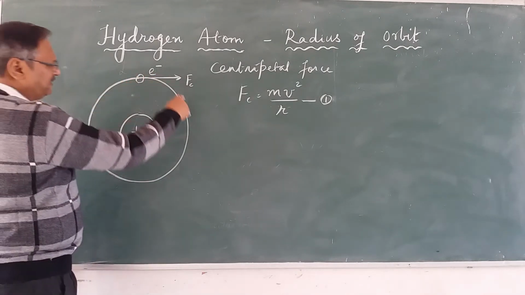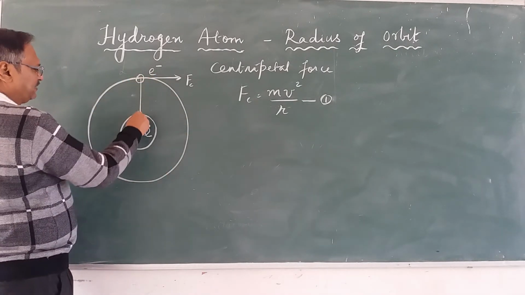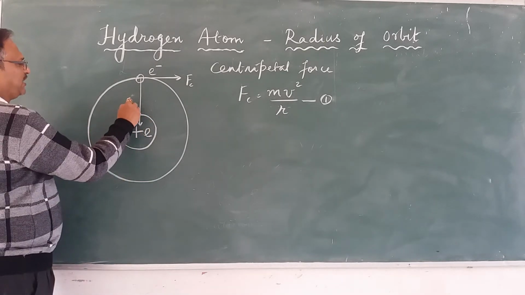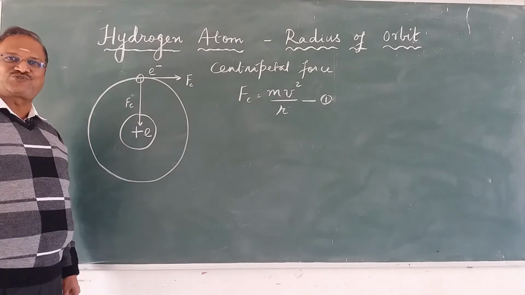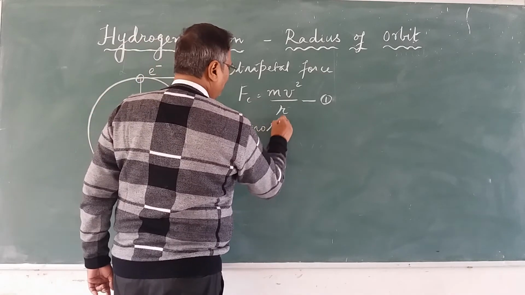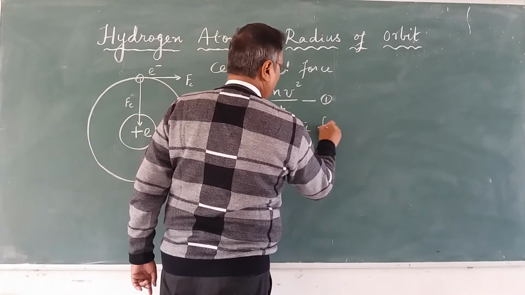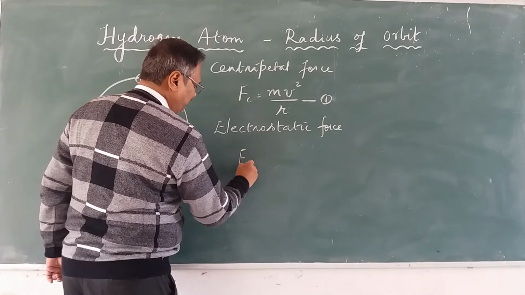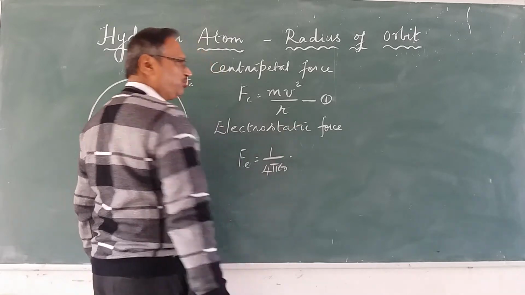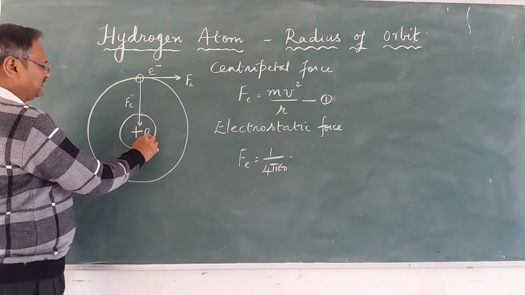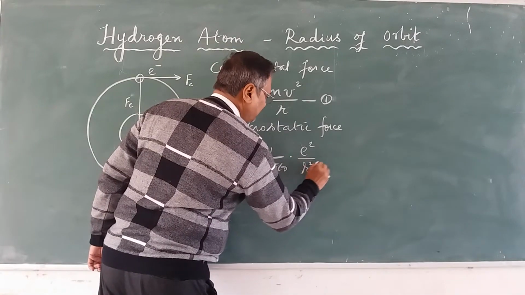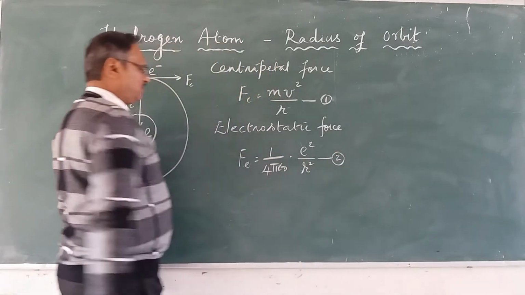Now what keeps the electron in this orbit? There is an attractive force acting towards the center, and that force is the electrostatic force, Coulomb's electrostatic force. The electrostatic force is given by the formula Fe equals 1 upon 4 pi epsilon naught into Q1 Q2. The two charges are E and E, so E square upon R square. This is equation number 2.